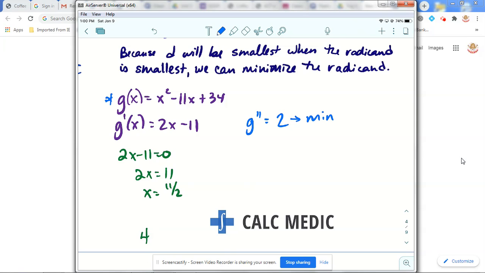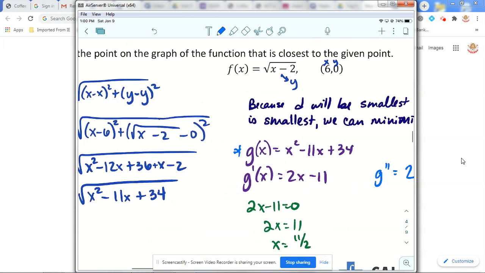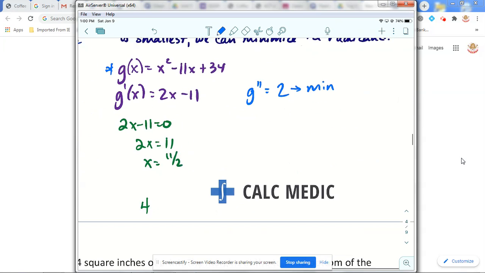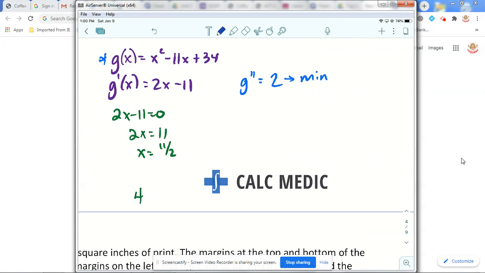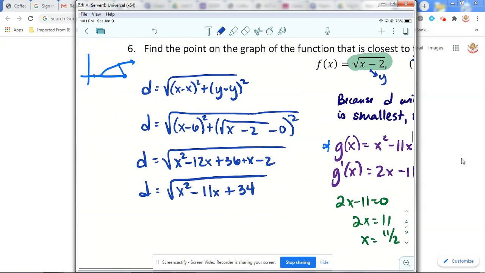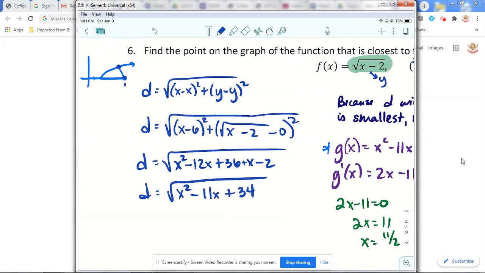Because it's positive. So x is the value of the x coordinate of the point, and we want to find the y coordinate, so we can do that just by plugging our x in here. So 11 halves minus 4 halves is going to be 7 halves. So that's your point, 11 halves, and then the square root of 7 halves. So that should be where on that radical function is the closest to the point 6, 0.